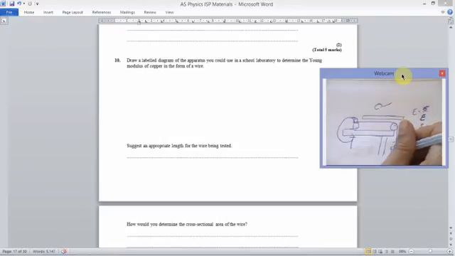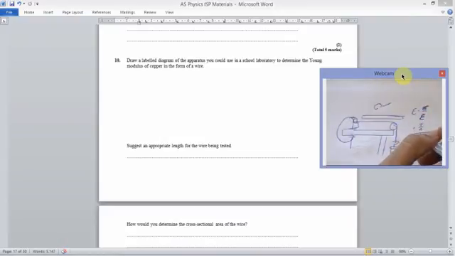So if it's 100 gram masses, that's 0.1 kilograms. You get the masses into kilograms, times by 9.81, and that tells you the size of the force. The cross-sectional area will be figured out from the diameter by using the micrometer.